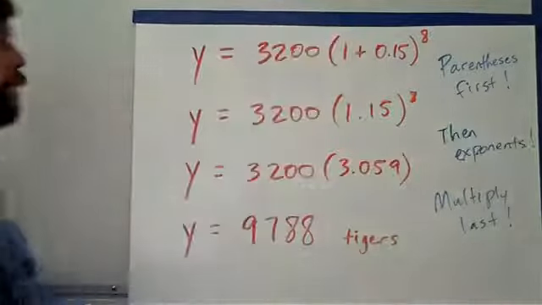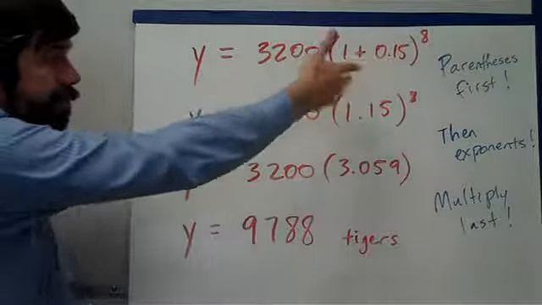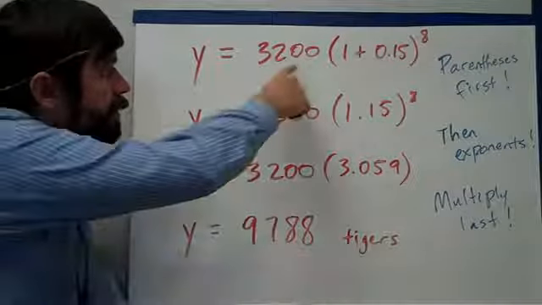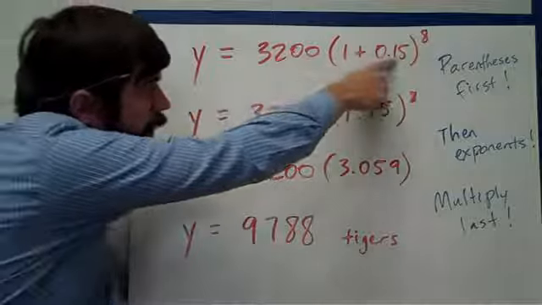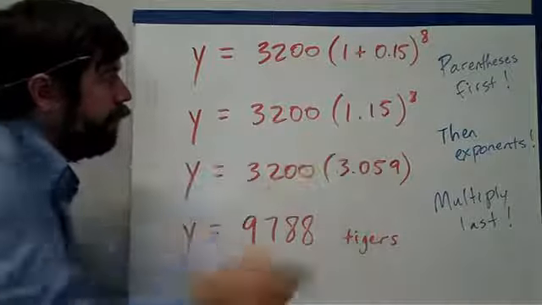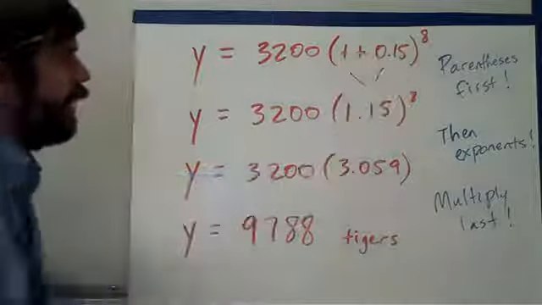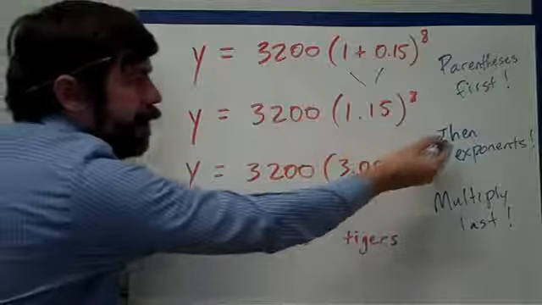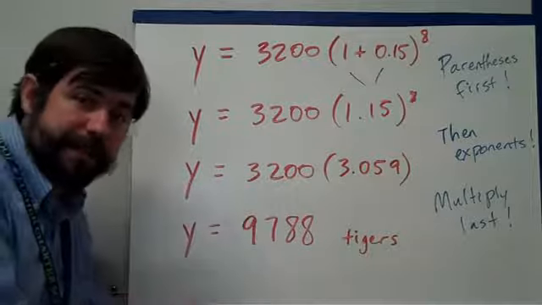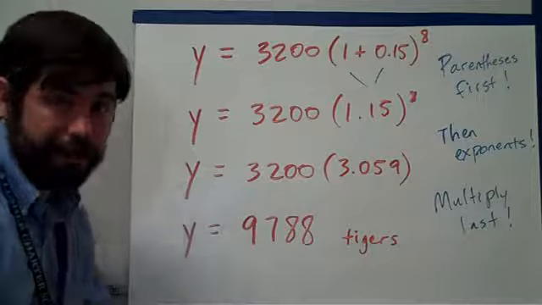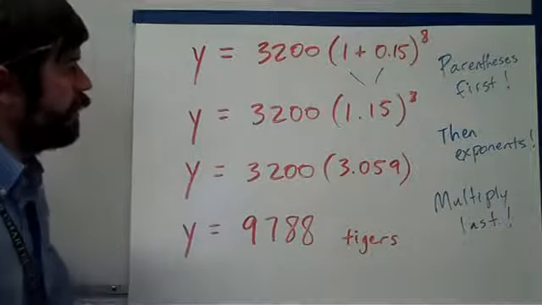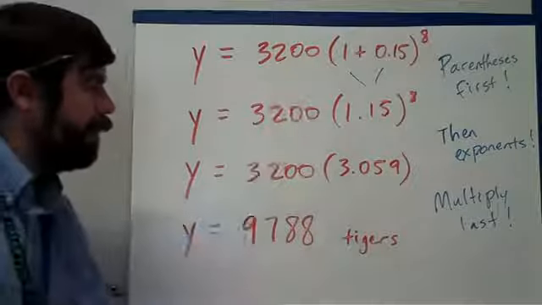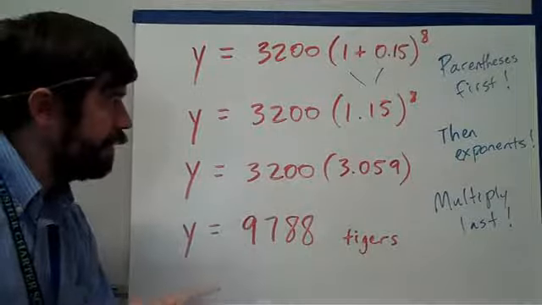Right. Now that we have a function with all of our data plugged in, all we have to do is go ahead and evaluate it. So first thing we need to do is parentheses. 1 plus 0.15 is 1.15. We just did that right there. Now, before we multiply these together, we have to do exponents. Remember, it's parentheses, then exponents, then multiplication and division. So, we're going to do 1.15 to the 8th power and get approximately 3.059.